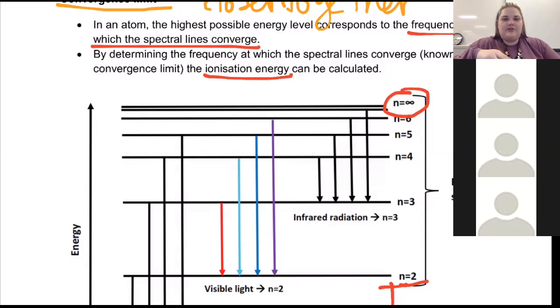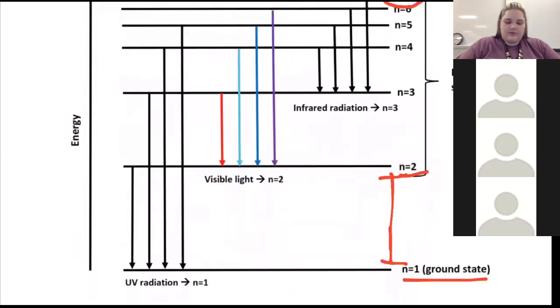So it's in the gaseous state, and then if it absorbs enough energy, if it reaches what we call the ionization energy level, then that's going to be enough energy that the electron can actually escape from the energy levels. And so that's what's happening here. If we calculate the frequency at which they converge, we can use that frequency to calculate the ionization energy. They're related by an equation.